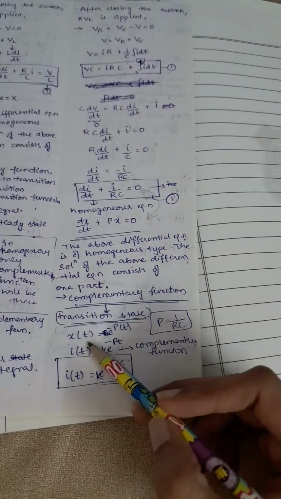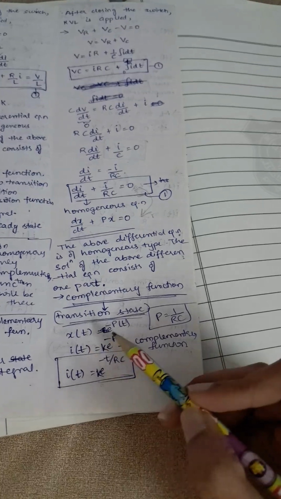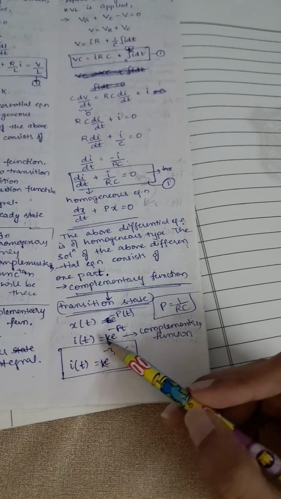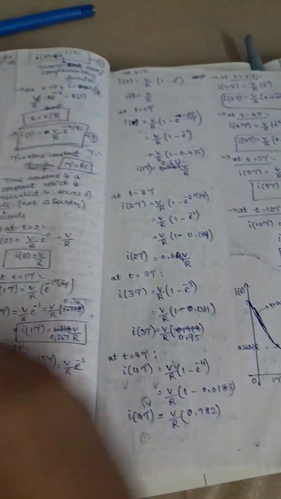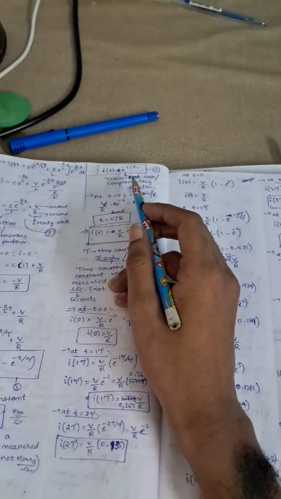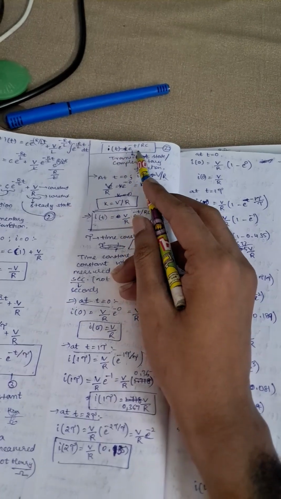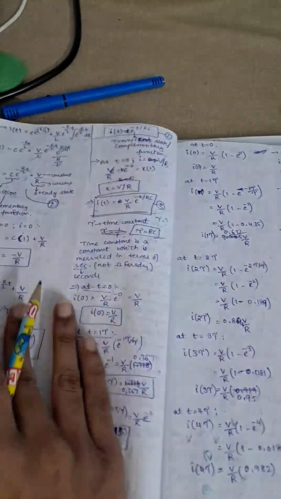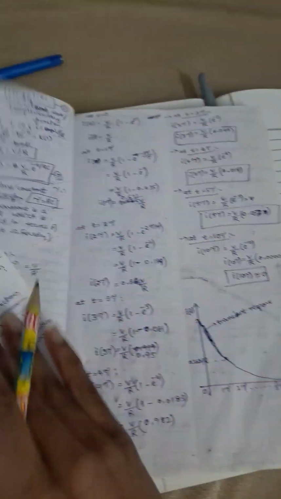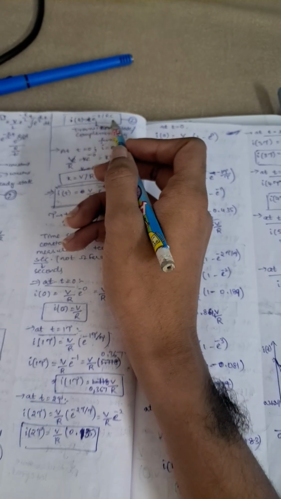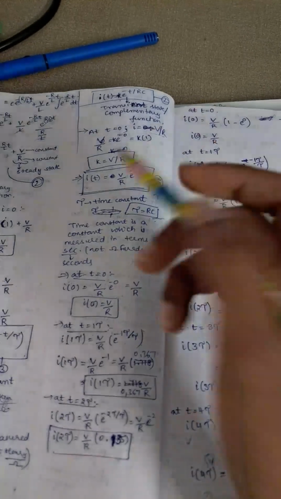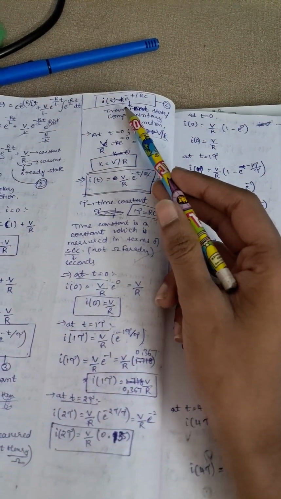For this homogeneous equation, the solution is x equal to a constant times e power minus Pt. So I of t is equal to k into e power minus Pt. I of t is equal to k into e power minus t by RC, because here P is 1 by RC, right? So minus t by RC.